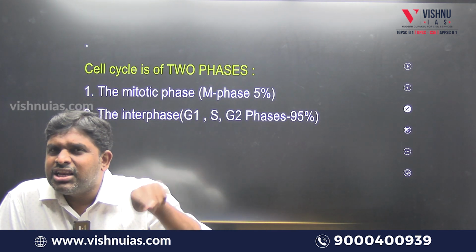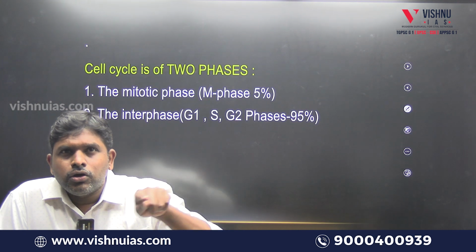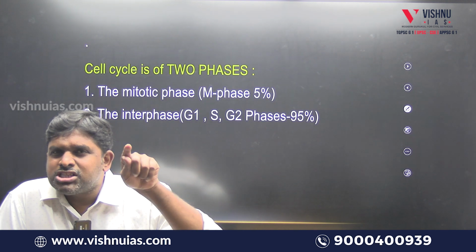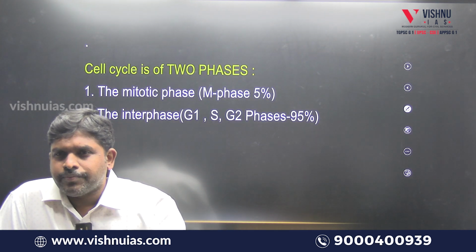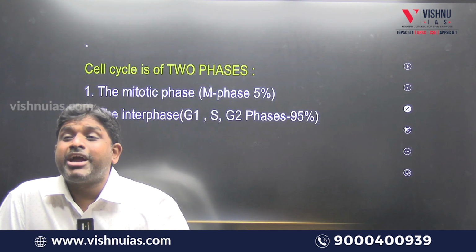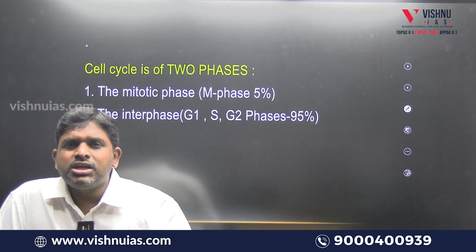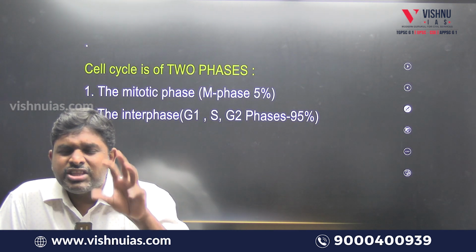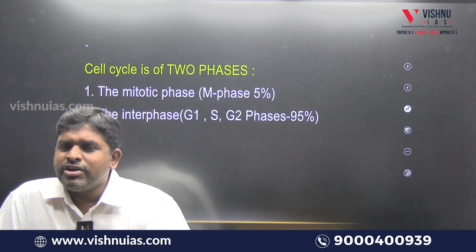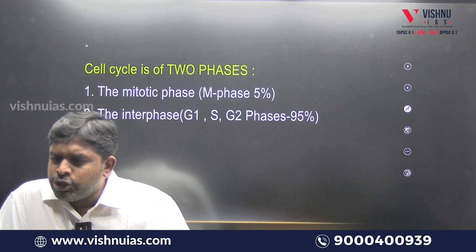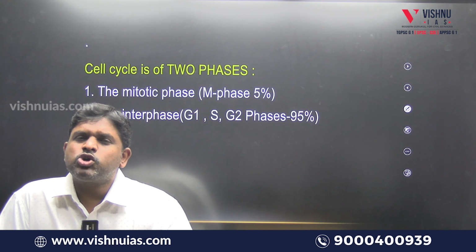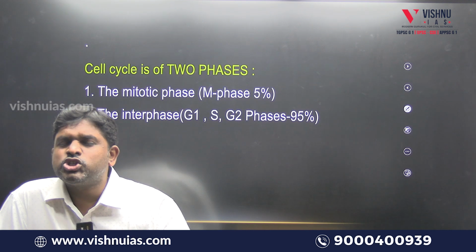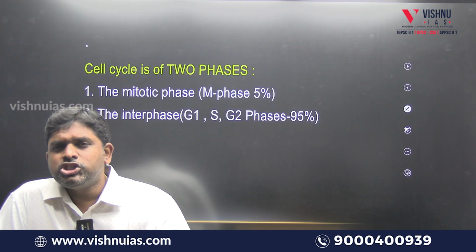A mitosis cell means 360 degrees, from here to here. This 360 degrees of cell division will happen in two phases: one is called the mitotic phase, the second is called interphase. Interphase is a combination of three phases: G1 phase, S phase, G2 phase. G1 phase is called the growth phase. S phase is called the synthesis phase, which is also called DNA replication, and then the G2 phase.